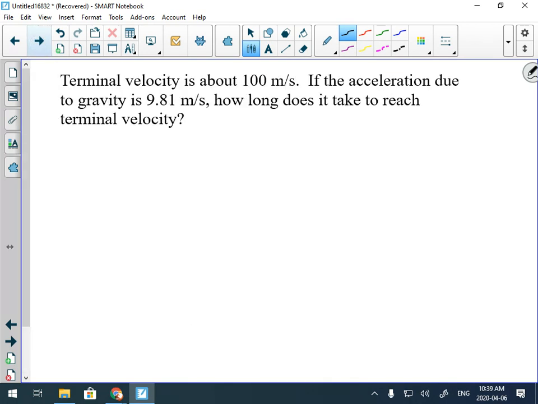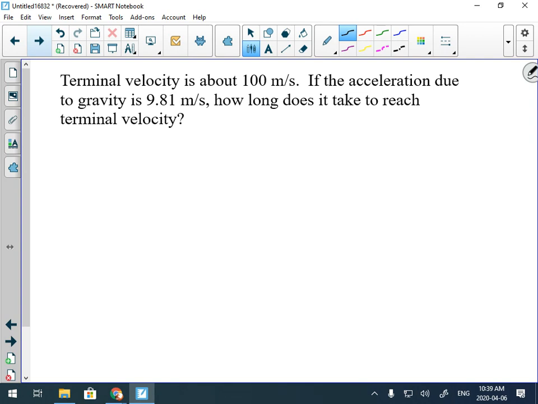This one's a little bit trickier. Okay, we've got terminal velocity is about 100 meters per second. So terminal velocity is how fast you can possibly be moving as you're falling. You don't get to go much faster than that on Earth because you reach a speed where the wind and the air around you is slowing you down. You can't go much faster than that. Okay? And acceleration due to gravity is how fast gravity accelerates you back towards the ground.